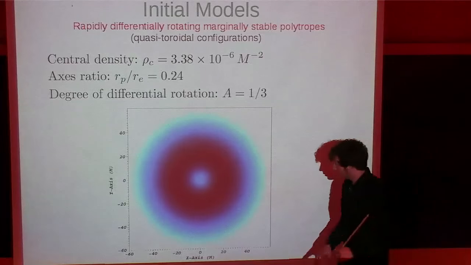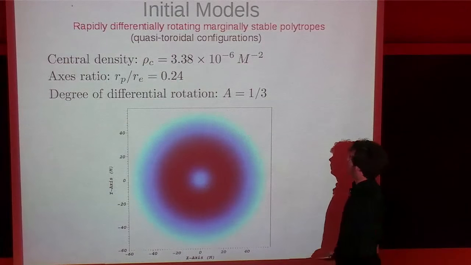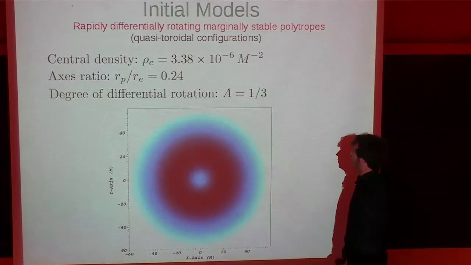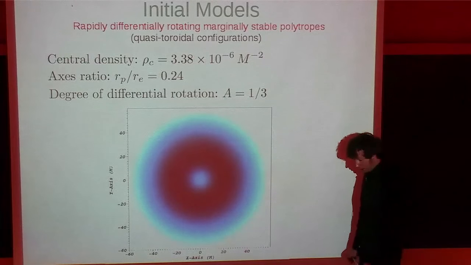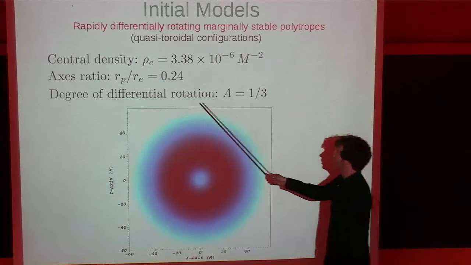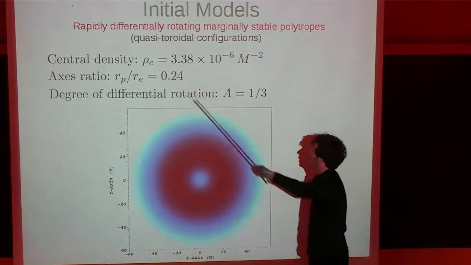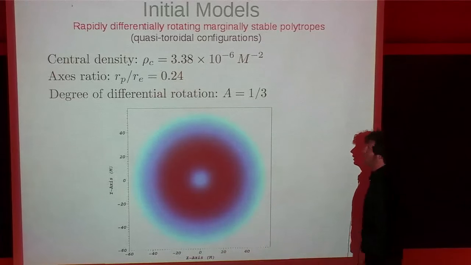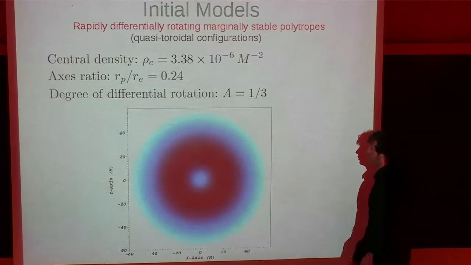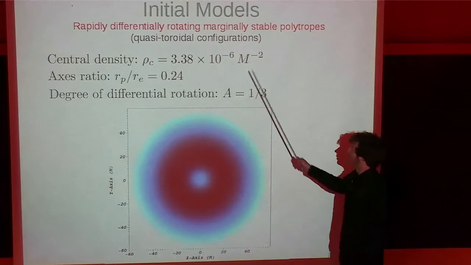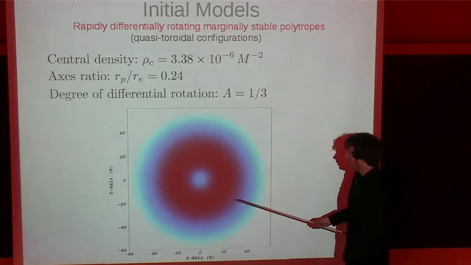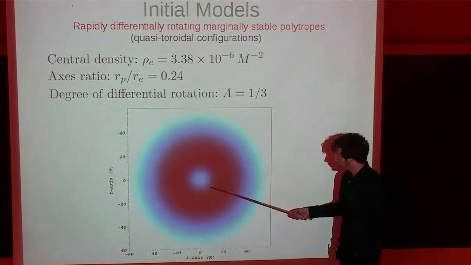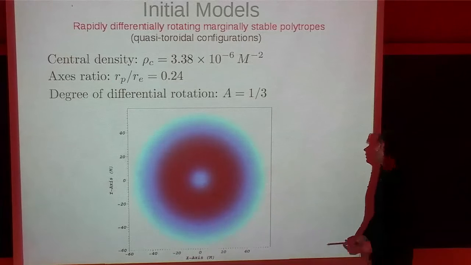Okay, so this is our initial condition. We start off with a rapidly differentially rotating marginally stable polytrope modeled by an adiabatic index gamma equals 4/3. These are the input parameters. The initial data are described by three input parameters: the central density, the axis ratio to define rotation, and the degree of differential rotation. Since this star is rapidly rotating, it has a quasi-toroidal shape. That means that the maximum density is off-centered. It's not at the center anymore.